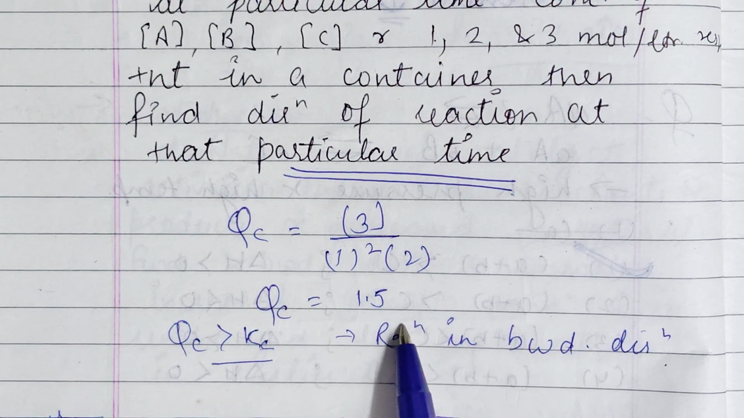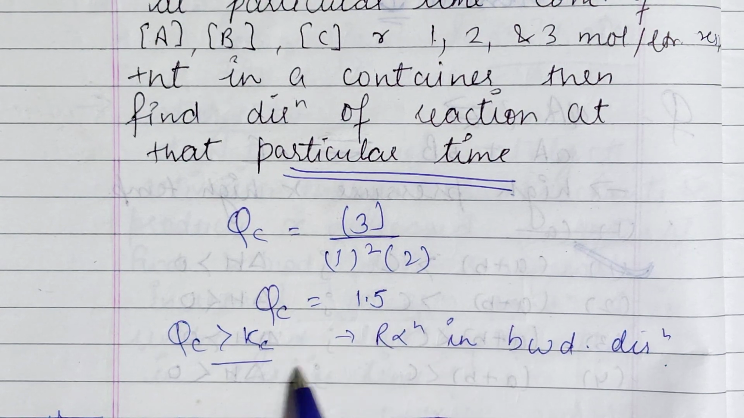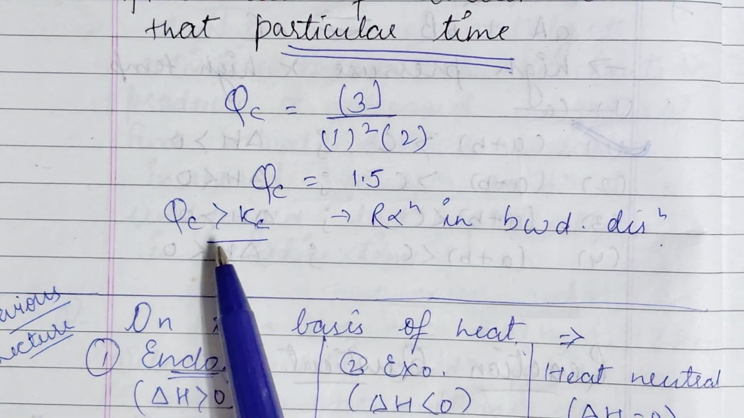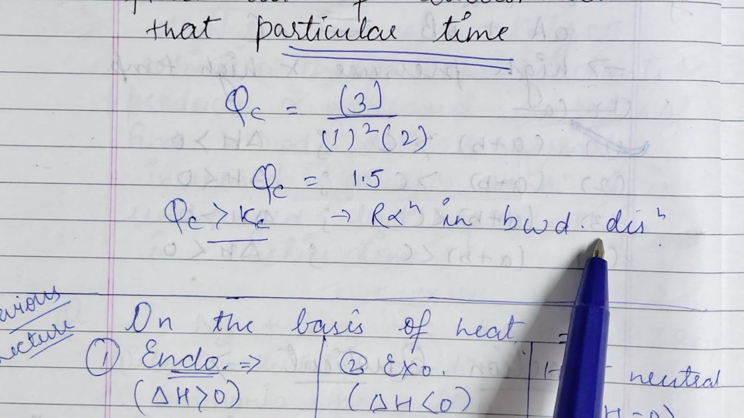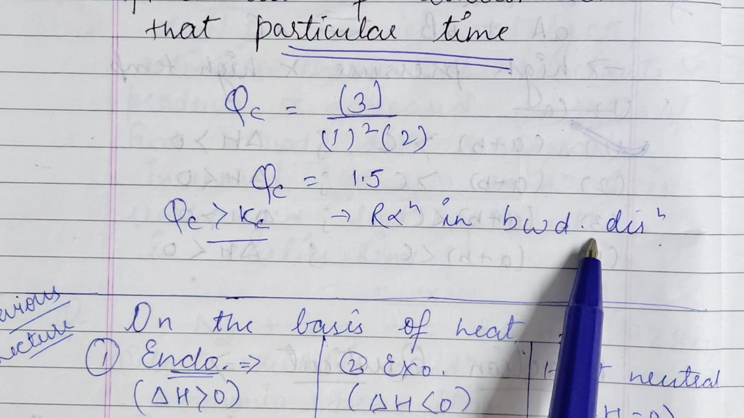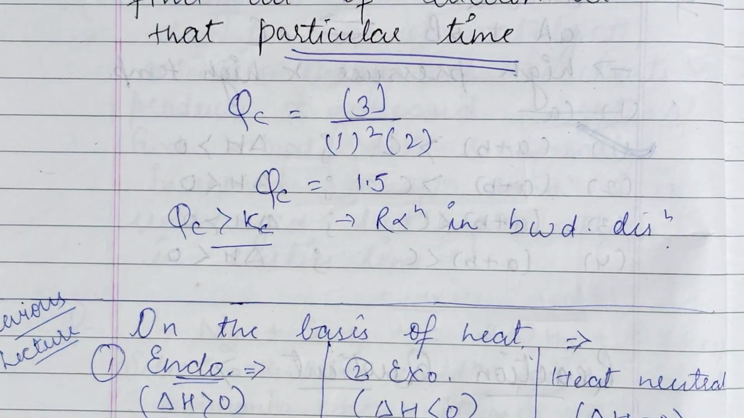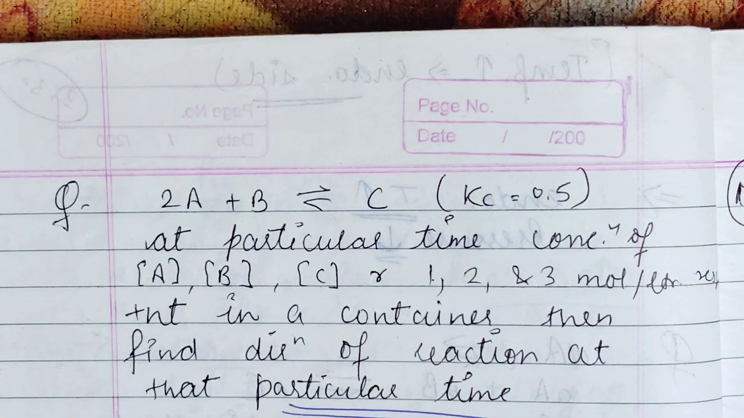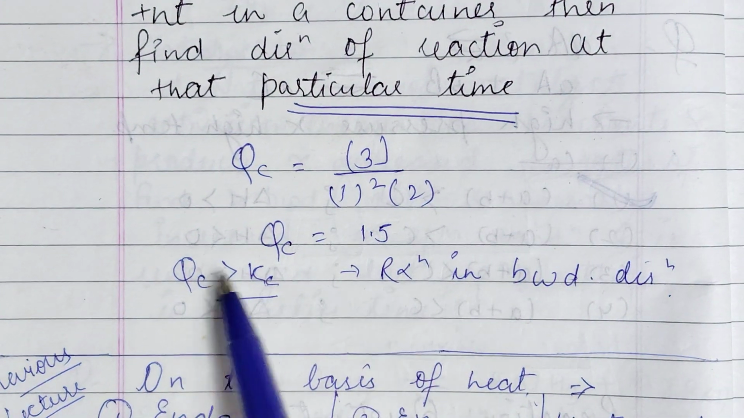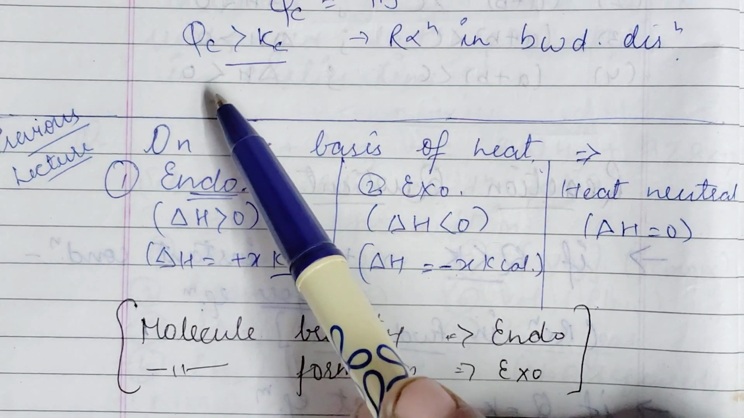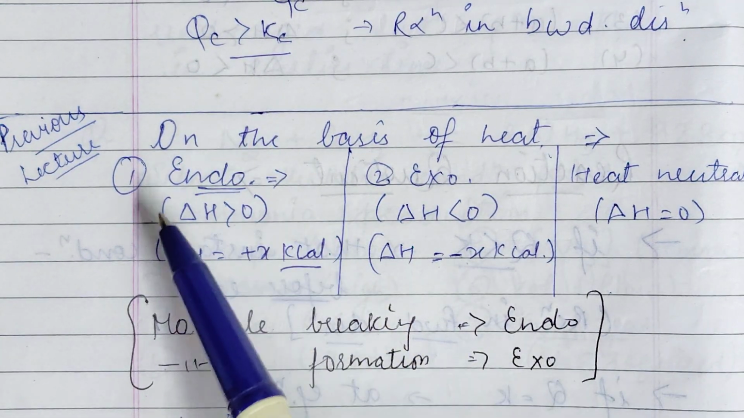So this is the direction: Qc is 1.5 and greater than Kc. So the reaction is in the backward direction, because Kc is given in the question as 0.5 and Qc here is 1.5. So Qc is greater than Kc. Therefore the reaction is in the backward direction.